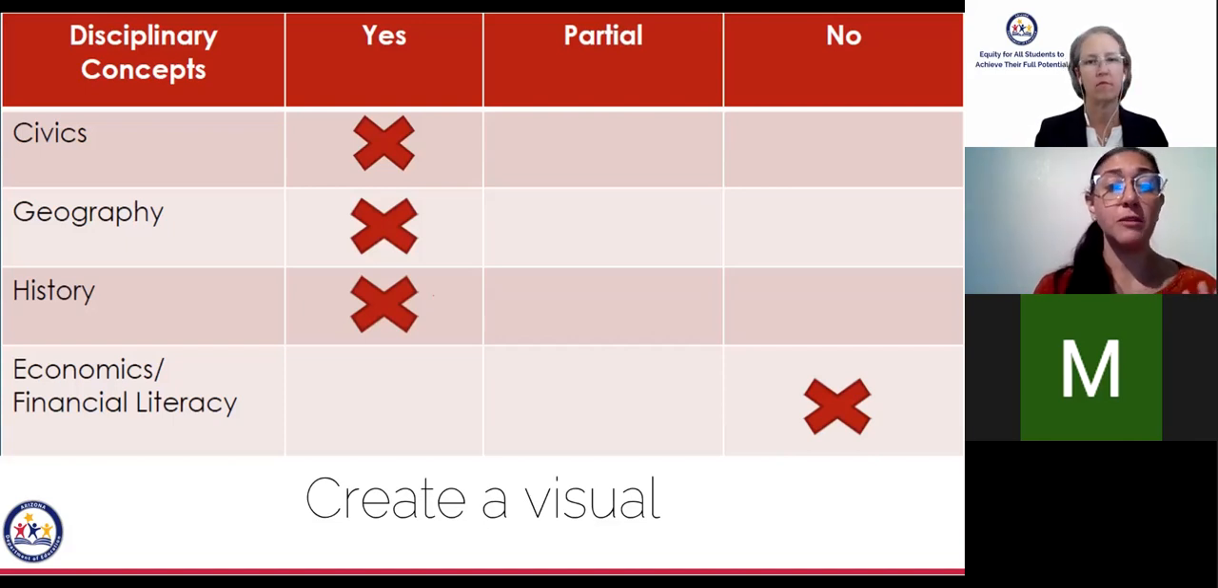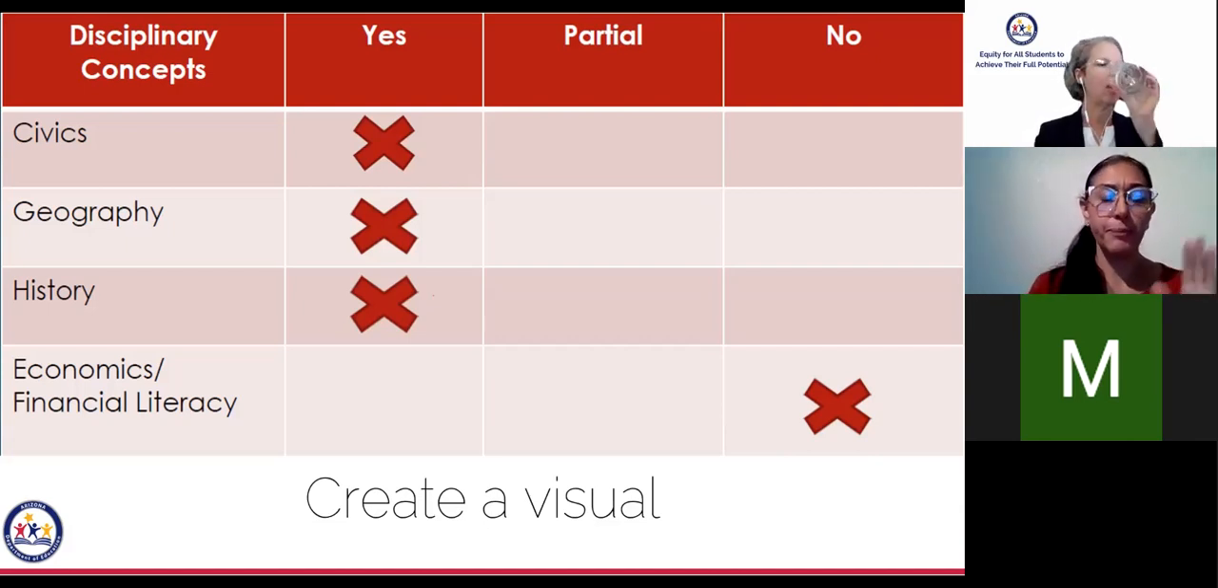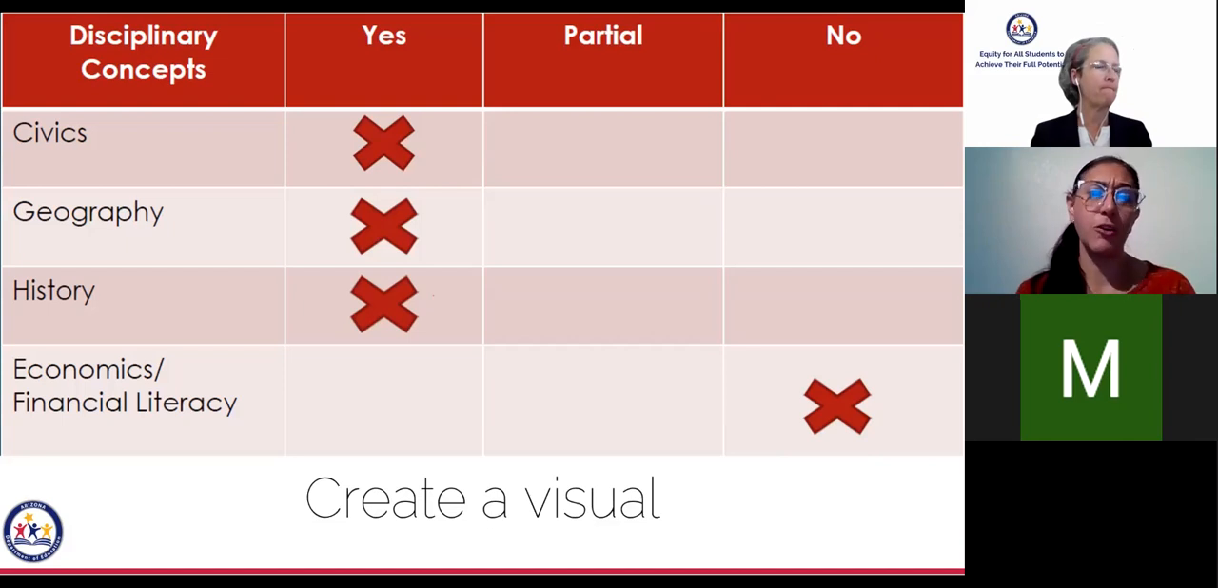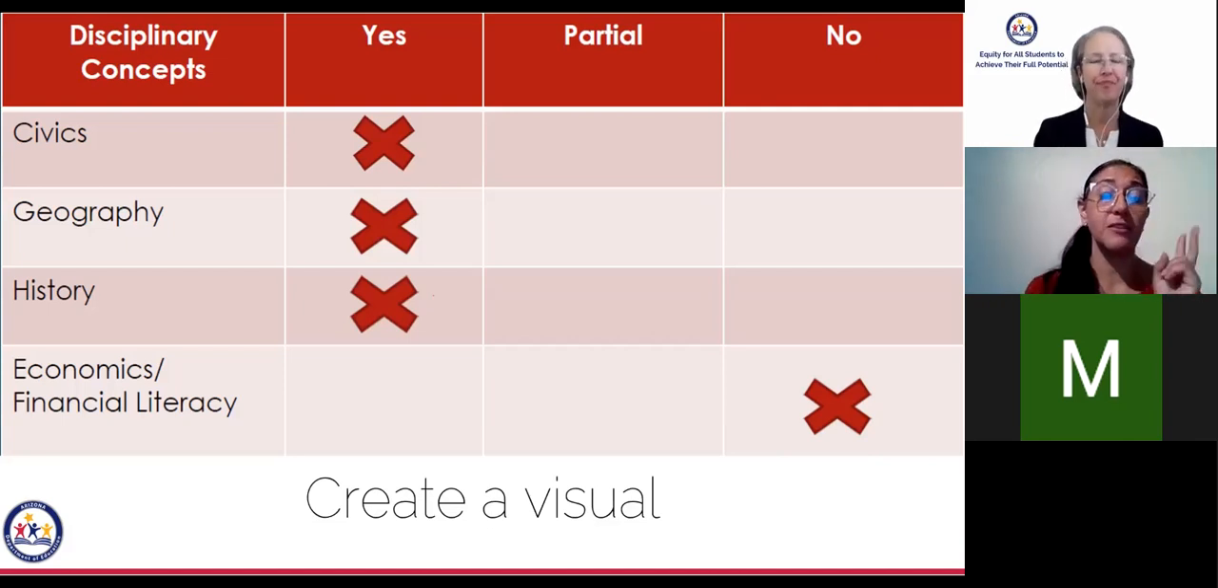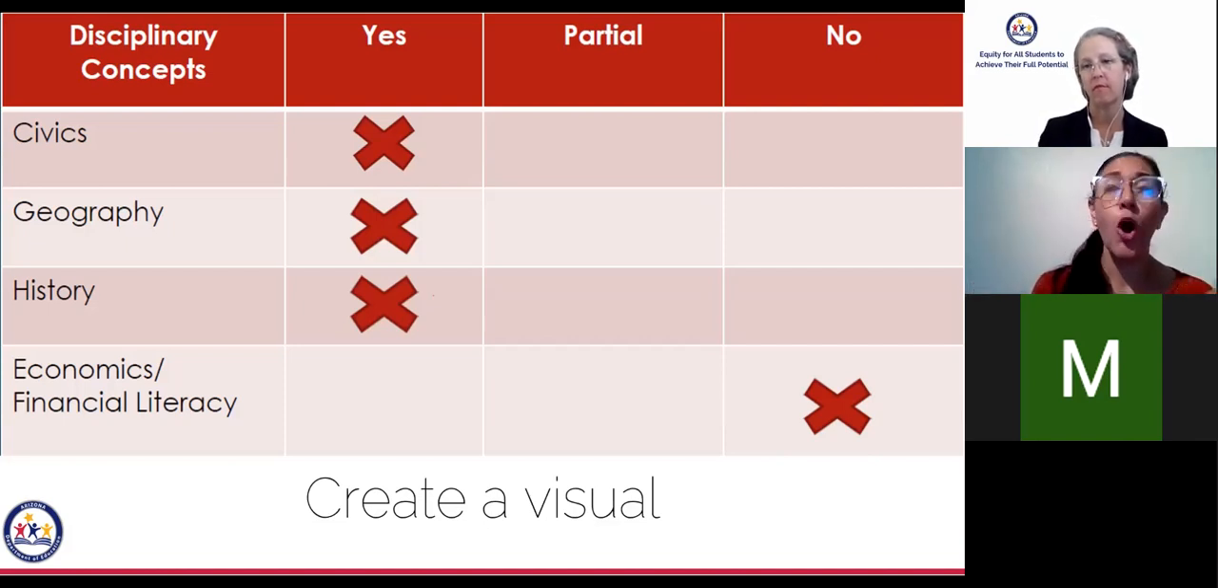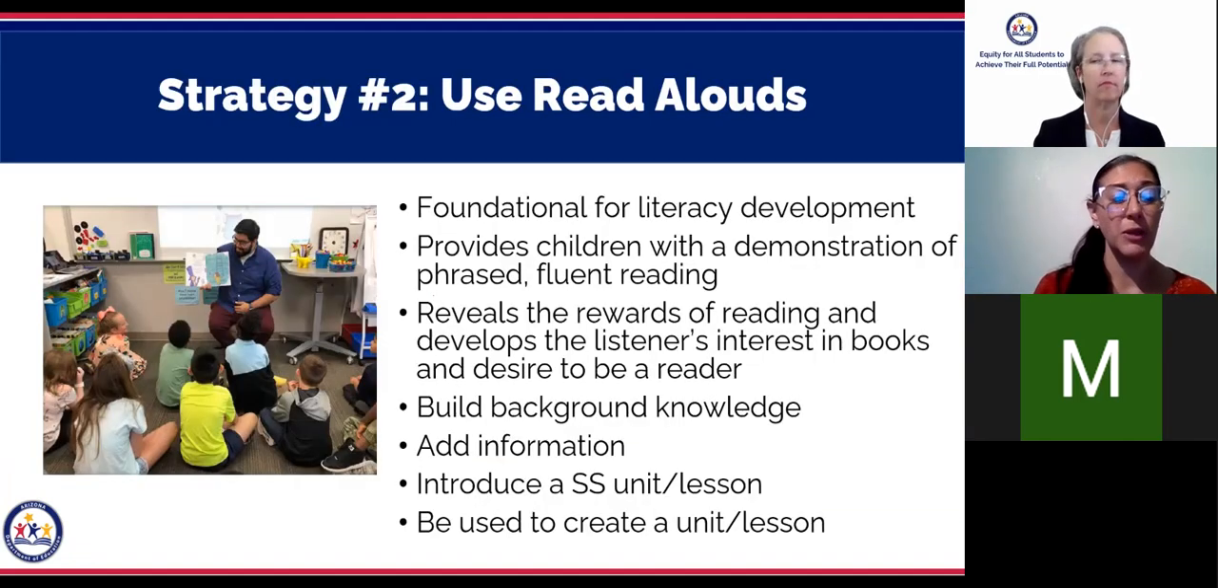Let's go to this one where it's creating a visual. I might want to have a checklist of, here's my core series. Here's what it does have and here's what it doesn't have. It touches on civics, geography, and history, but it doesn't get into anything about economics or financial literacy at all, which will probably be the most common thing that you will find. And so there's that Econ Ed link that Linda showed you, as well as some other ones that you're going to be able to go to to supplement that for yourself. So creating this visual can really help.